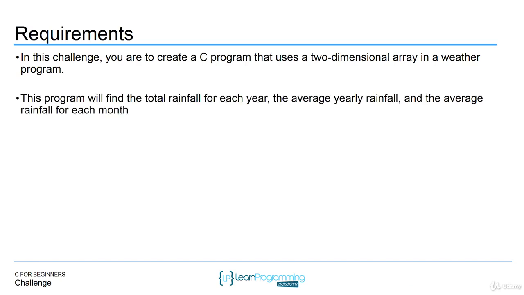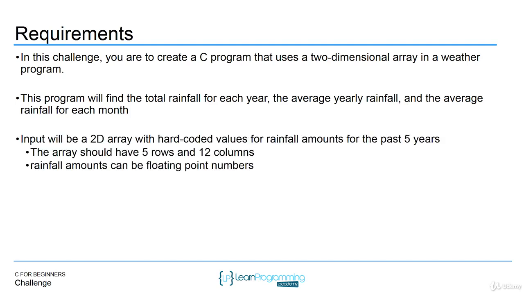This program will find the total rainfall for each year, the average yearly rainfall, and the average rainfall for each month. So those three things are going to be output. The input is going to be a two-dimensional array with hard-coded values for rainfall amounts for the past 5 years. So you should create a 2D array that has 5 rows and 12 columns. The rows represent the past 5 years, and the columns represent the months. So how much rain you got in January, February, March, April for each year.